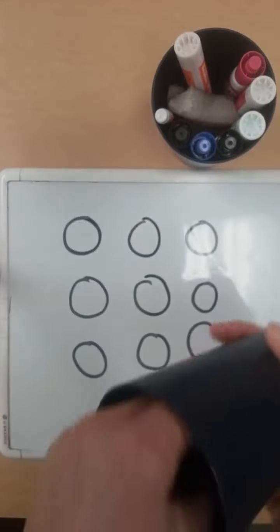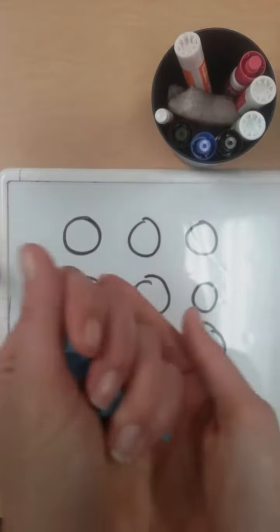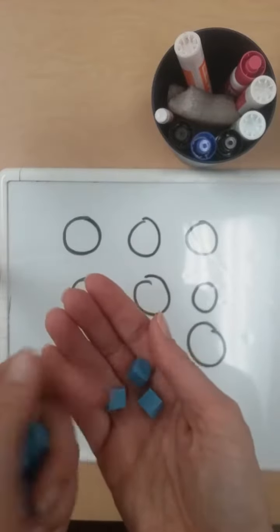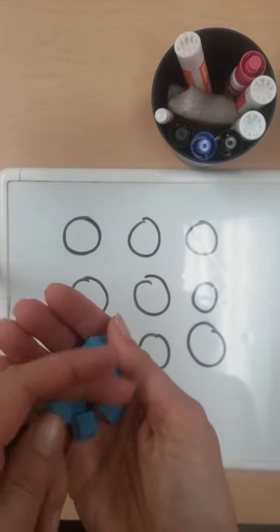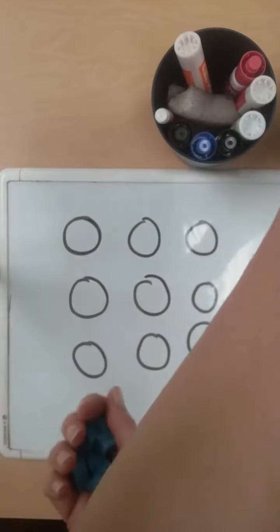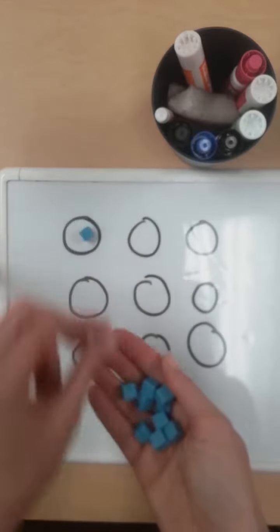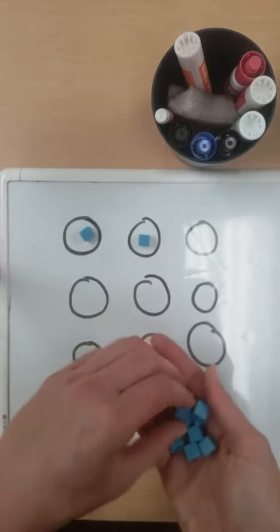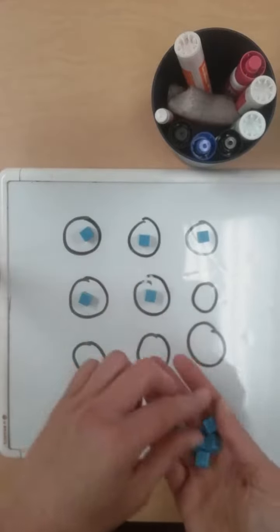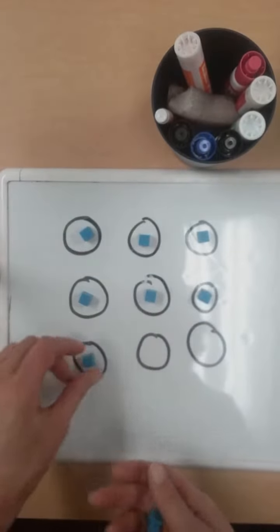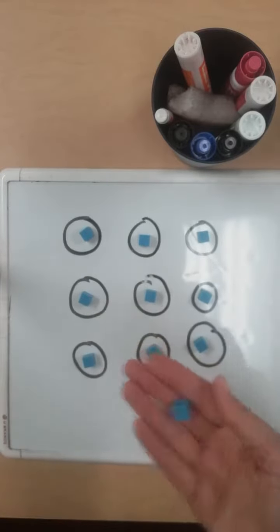So they'll take out 10 markers. 1, 2, 3, 4, 5, 6, 7, 8, 9, 10. Oops. And they'll just distribute their markers into each circle to make equal groups. And there's one left over.